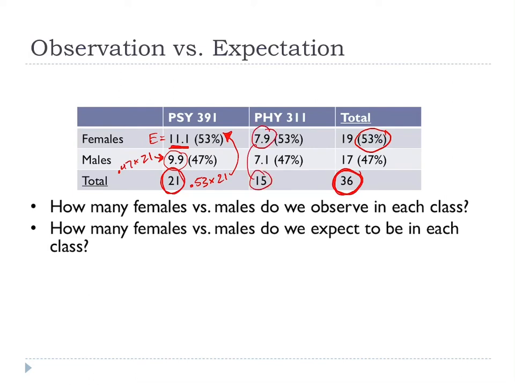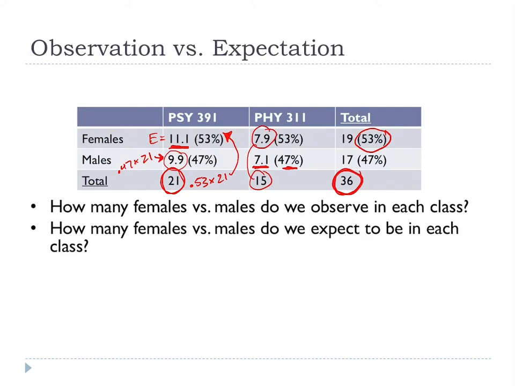Now we've done the same thing over here. 53% of 15 is 7.9. 47% of 15 is 7.1. Okay? So these are our expected values.